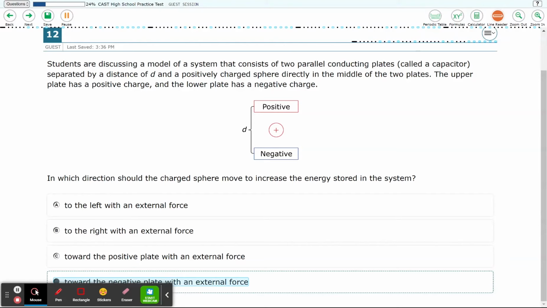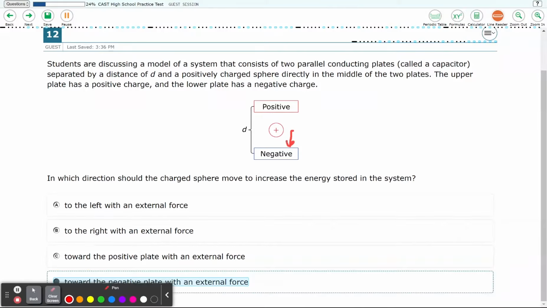So there are two things we have to remember here. First, we have to remember what direction this is going to get pulled. Well, we know opposite charges attract and like charges repel. So this positive charge is going to be pulled this way. So then the question is, do we push the same way it's being pulled, or do we push the opposite?